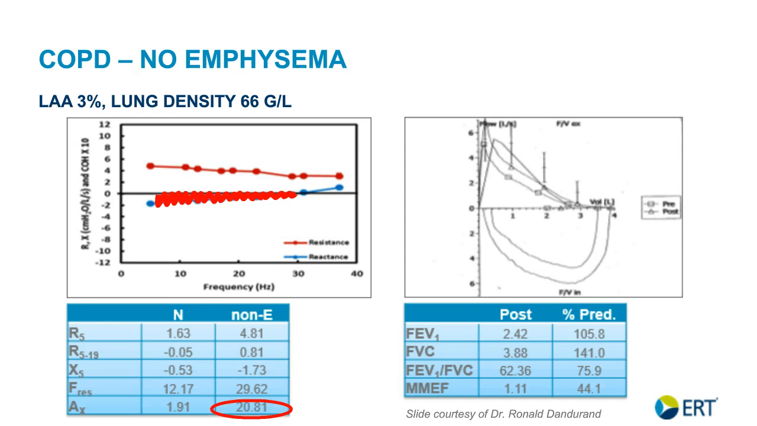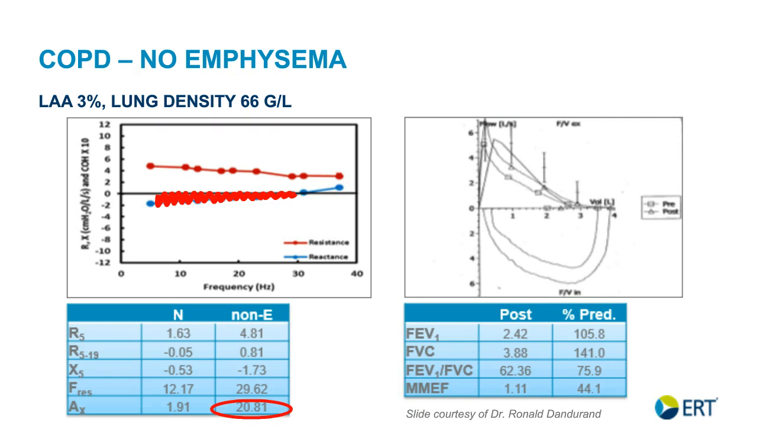And you can see that this patient has an AX that is almost 15 times the predicted AX that you might expect in this particular patient. So there's an enormous increase in the reactance area, and there is a huge frequency dependence of resistance, this sloping of R5 minus R19 that we can see here. And so in this setting, FOT has told us that this patient may have a very significant peripheral airways disease despite having relatively preserved spirometry.